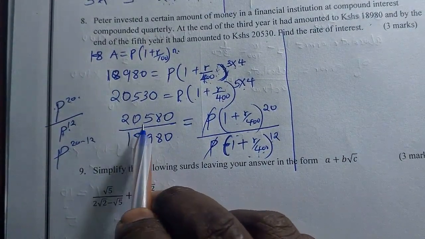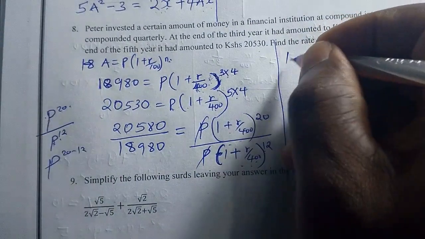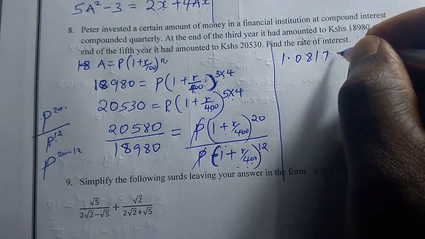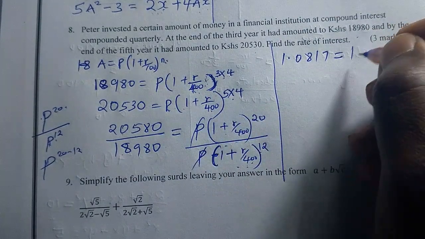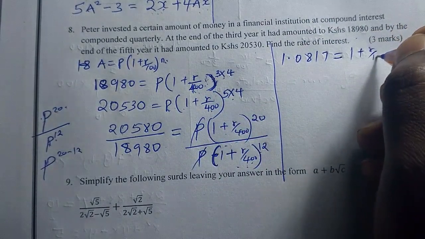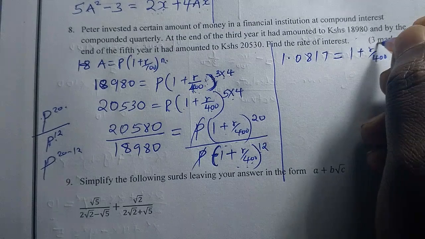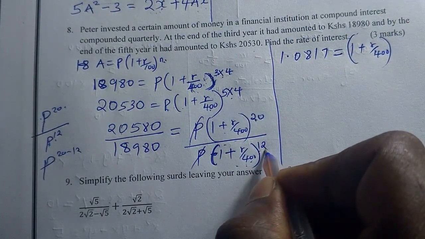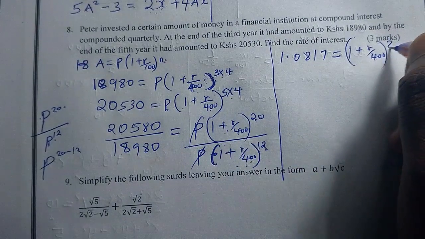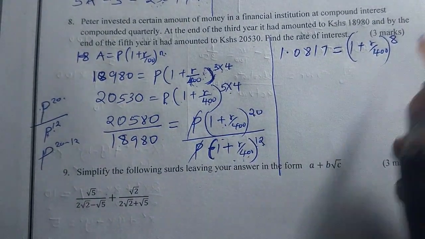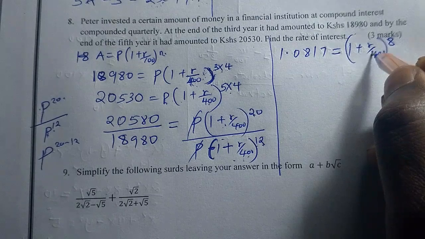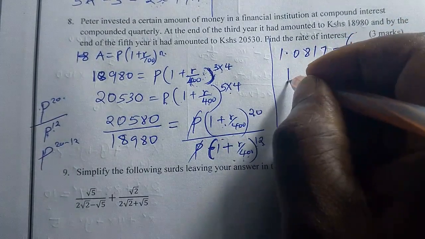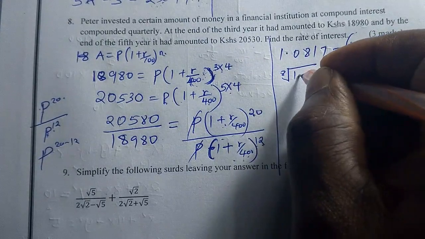20,580 divided by this, the answer is going to be 1.0817, which is equal to taking one base, which is (1 plus r over 400), and then this 20 minus 12, because we are dealing with the powers and the bases are the same. It's going to be 8. Now to get r, you take the 8th root of both sides. So we get the 8th root of 1.0817.